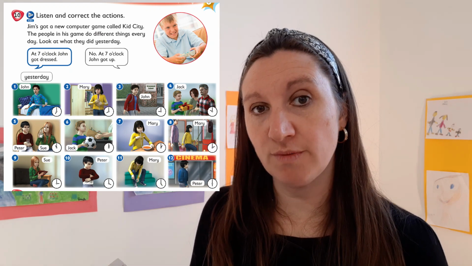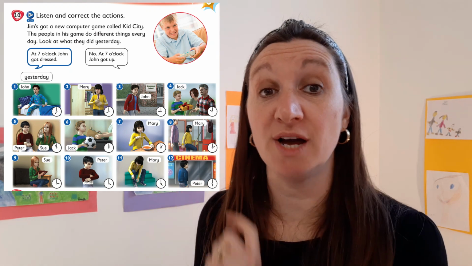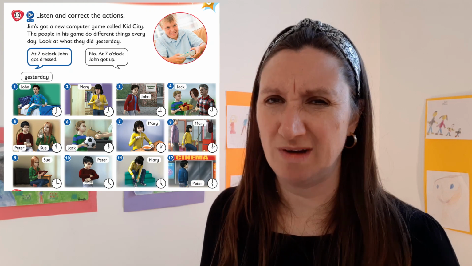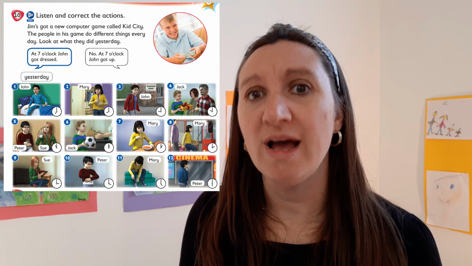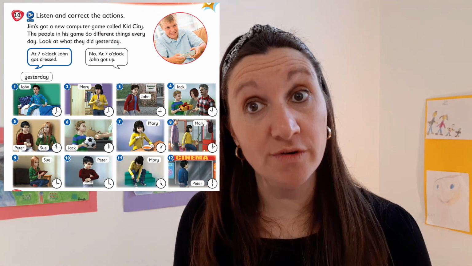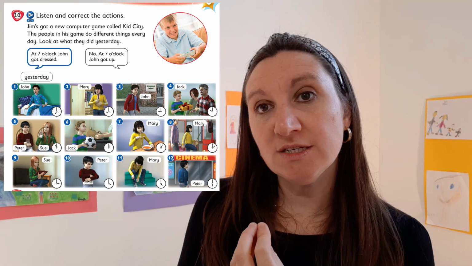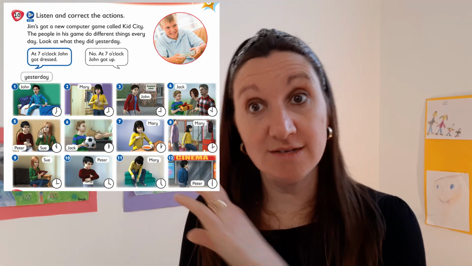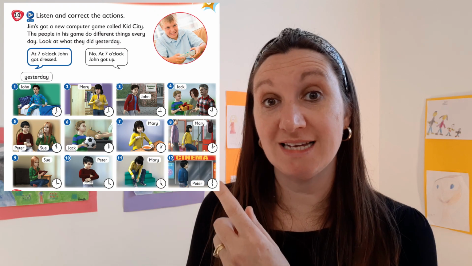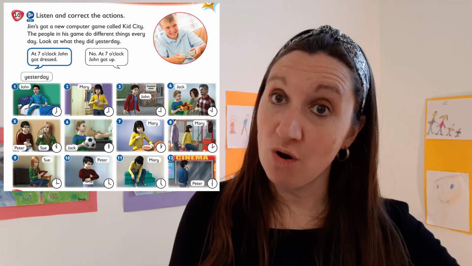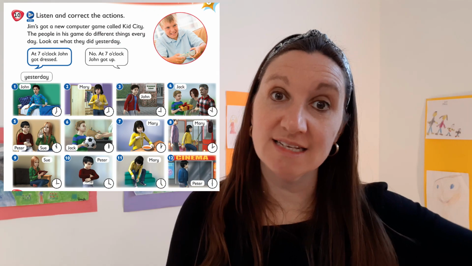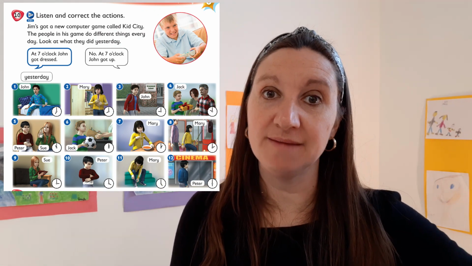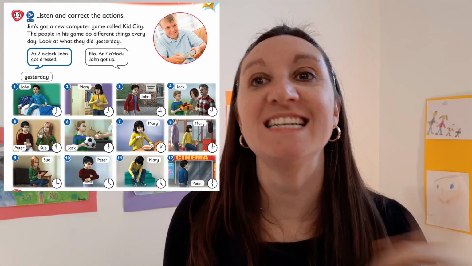If we look at the first picture, it says, at 7 o'clock, John got dressed. No, at 7 o'clock, John got up. So what you need to do is listen to the tape script and correct it. It will give you a space to correct it. You're saying no, at, and then say the time, and then say what they did.